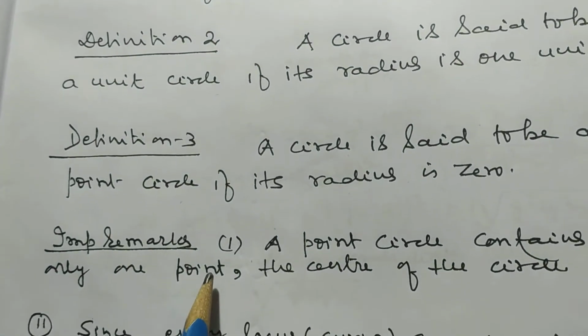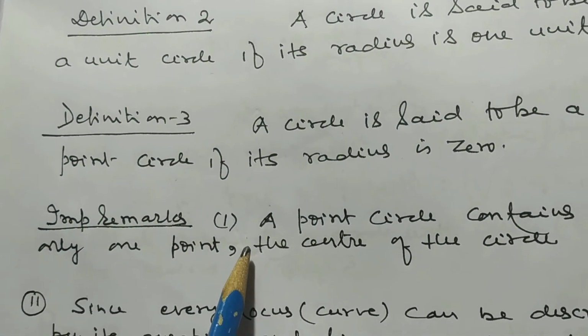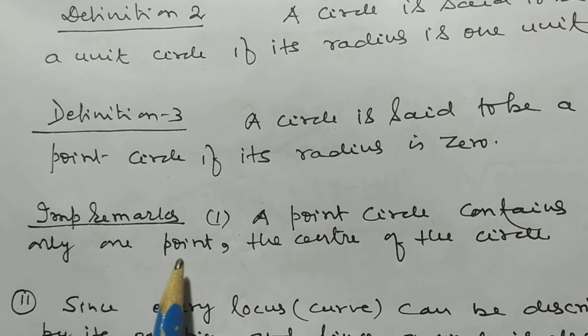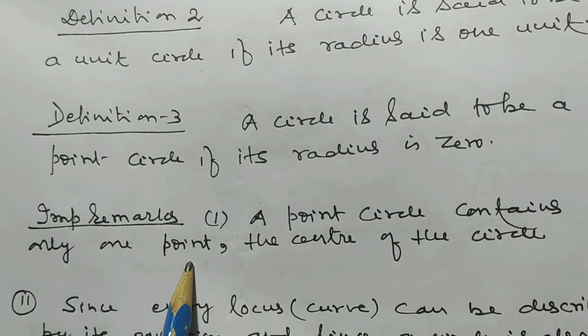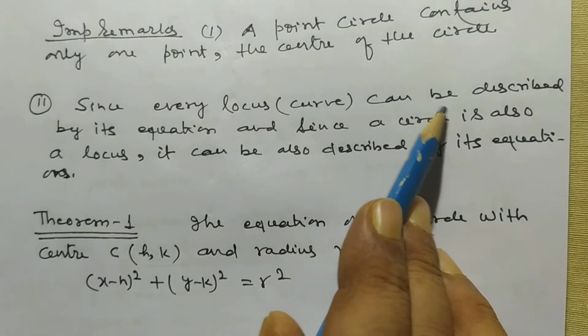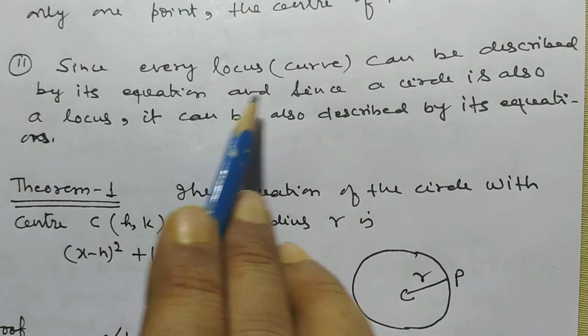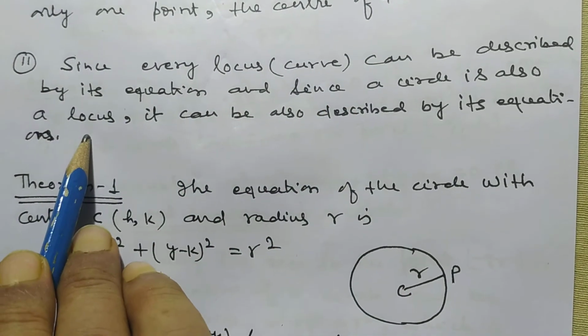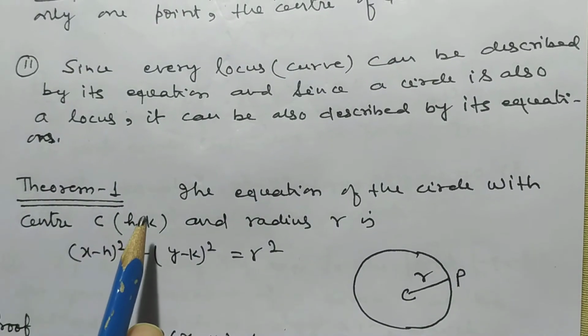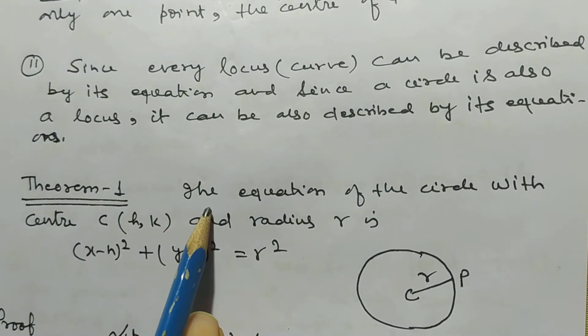So, now I want to discuss some important points. A point circle contains only one point, the center of the circle only. Since every locus can be described by its equation, and since circle is also a locus, it can also be described by its equation. Now I want to derive the equation of circle.